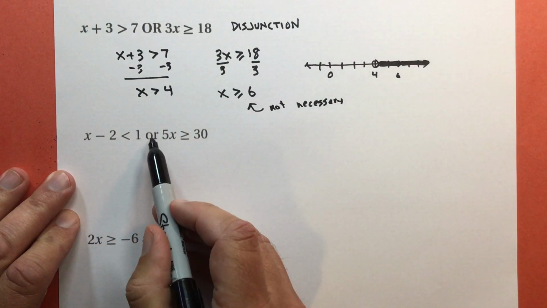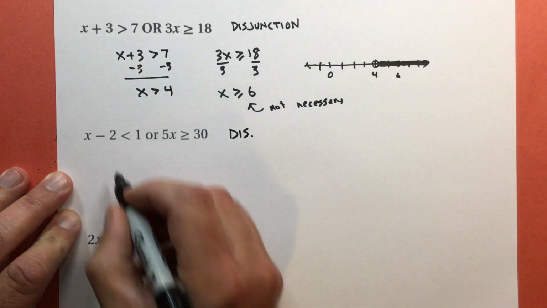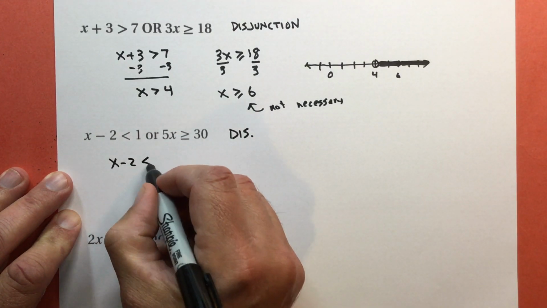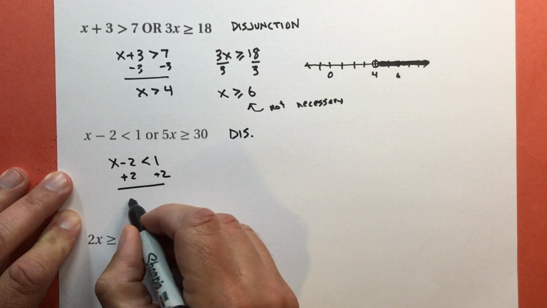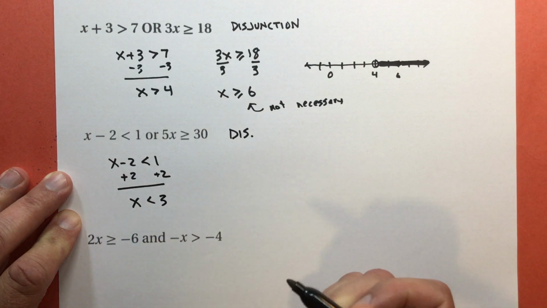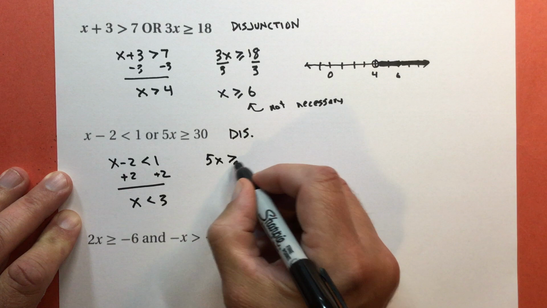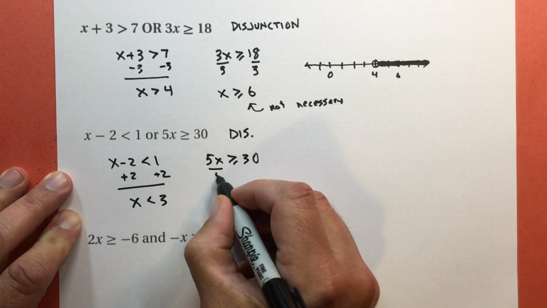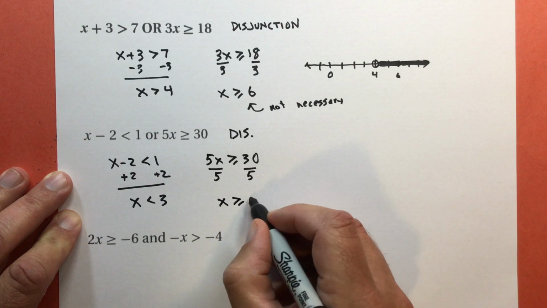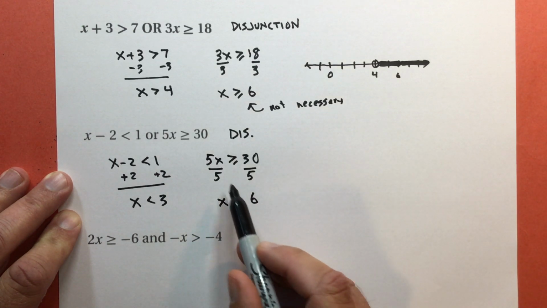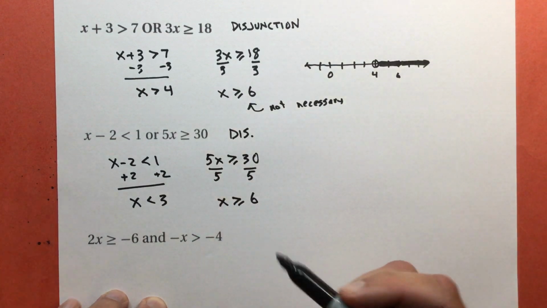Next one. This is or, so it's a disjunction. I get x minus 2 is less than 1. I'm going to add 2 to both sides and get x is less than 3. Also, 5x is greater than or equal to 30. I'm going to divide both sides by 5 and get x is greater than or equal to 6.